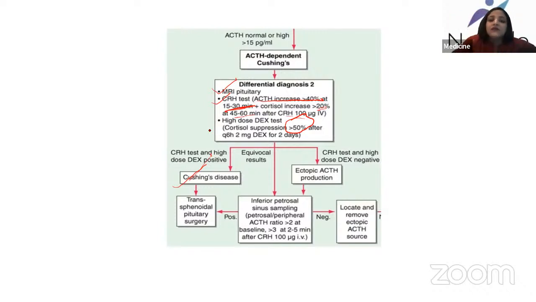And the other thing is, if all these tests are negative, that means there is no increase in ACTH or cortisol after giving CRH, and the high dose dexamethasone suppression test is also negative, that means there is an ectopic ACTH production. Now we can do all these things also, but the important thing is you find out where is the tumor, where is the ectopic source, and you remove the ectopic ACTH source. It is as simple as that. But yes, the patient needs a lot of follow-ups.